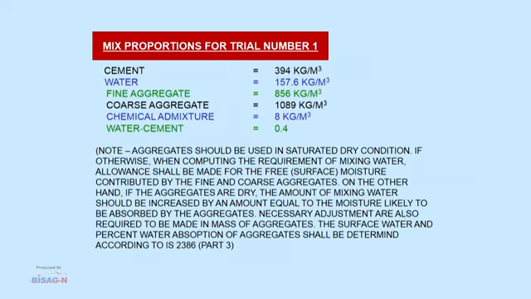For trial 1, the mix proportions we have calculated are: cement 394 kg per meter cube, water 157.6 kg per meter cube, fine aggregate 856 kg per meter cube, coarse aggregate 1089 kg per meter cube, chemical admixture 8 kg per meter cube, and water cement ratio 0.4. Here we have taken the aggregate in saturated surface dry condition.